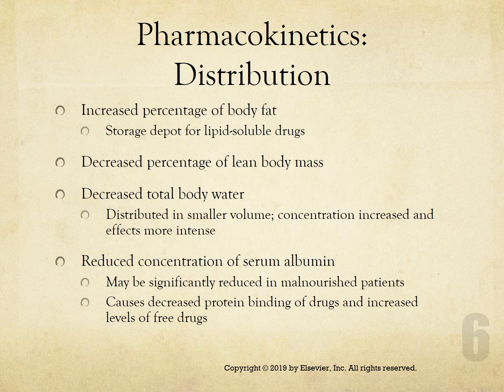In regards to distribution, there is an increased percentage of body fat in the older adult, and this storage can be a problem for lipid soluble drugs, so that they will retain more of that medication in storage, which could lead to toxicity. Therefore, there's a decreased percentage of lean body mass. There's also a decrease in the total body water in the body, where their concentrations can be increased, again leading to the potential for toxicity.